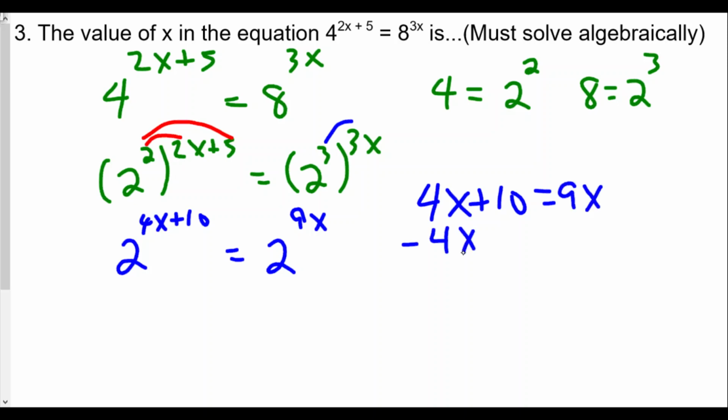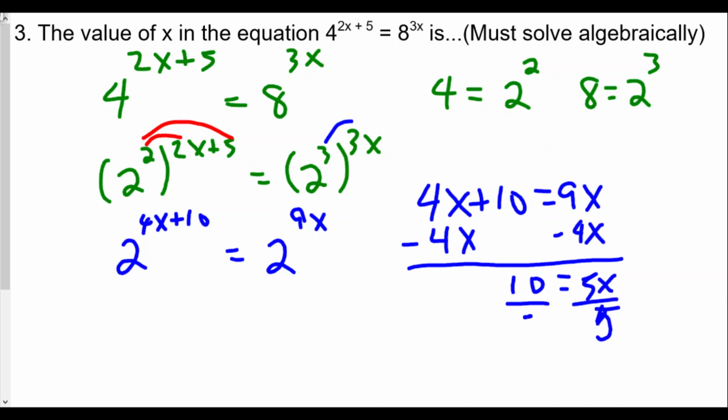Subtract 4x on both sides. We get 10 is equal to 5x. Divide both sides by 5. Our x value is equal to 2. Okay? All right. There you go.